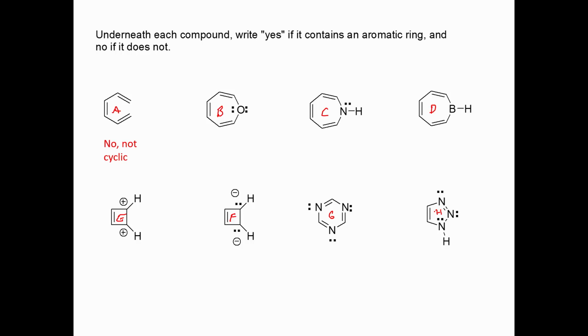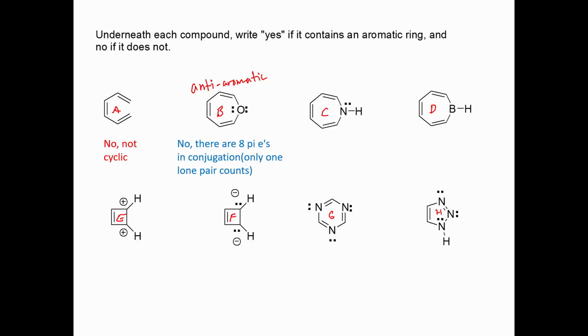It's not a cyclic compound, so we can't classify that as aromatic. Even though it has 6 pi electrons in conjugation, the conjugation is not completely cyclic all the way around a ring system. So if it's not cyclic, it can't be aromatic in the classic definition. Okay, B, not aromatic. There are 8 pi electrons in conjugation. We'd actually call this one anti-aromatic. It's a destabilized compound.